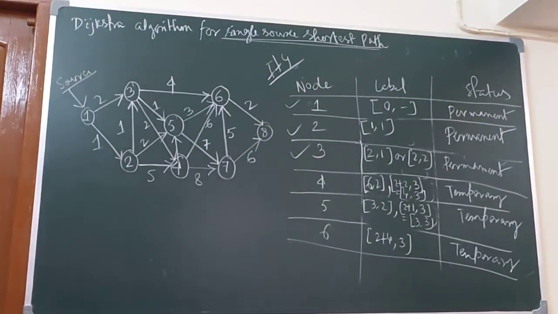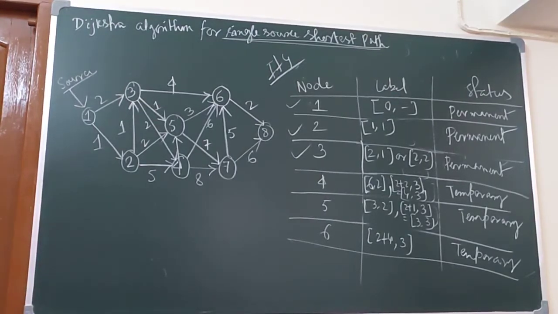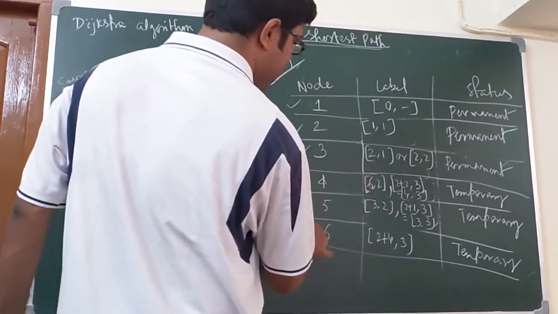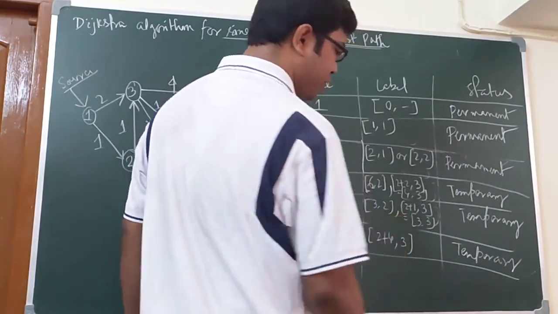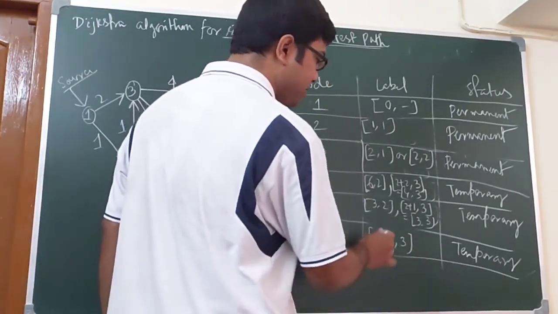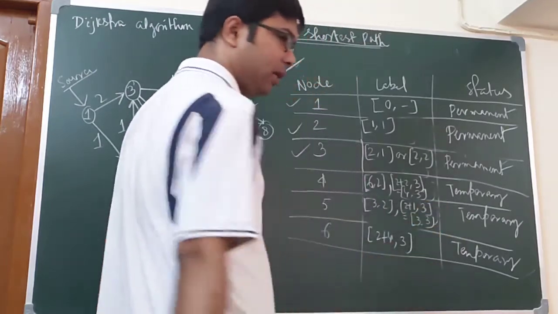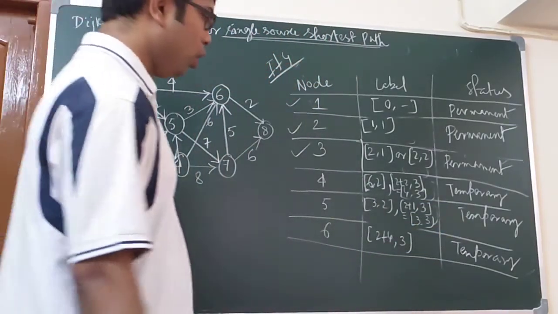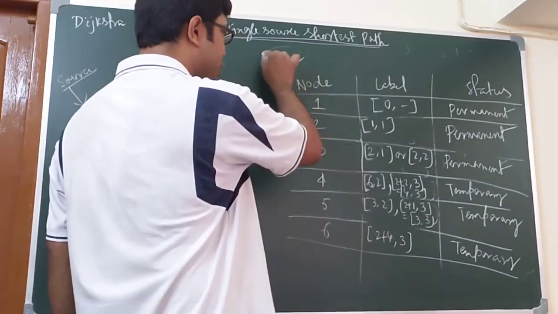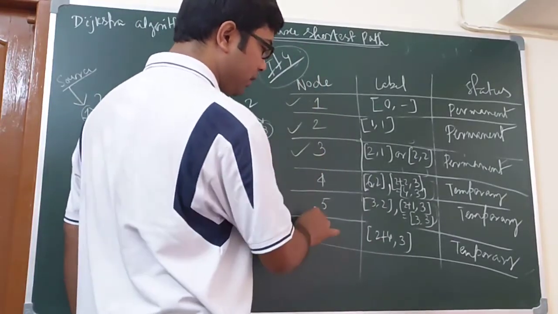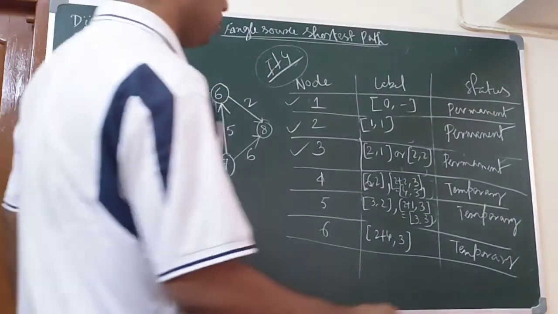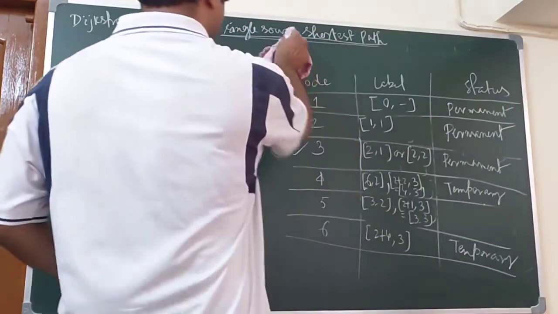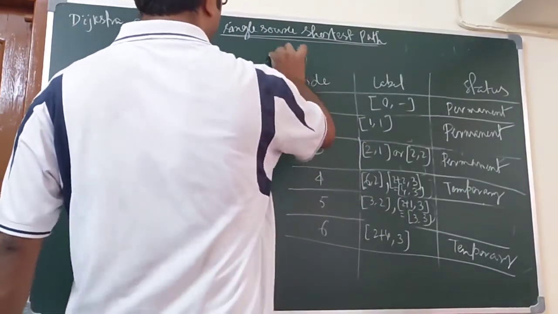Okay. Now in iteration 4, there are 3 temporary nodes, 4 5 6. Among these, 5th node has the lowest value, 3. 5th node can be accessed either via third node or second node. So after the completion of iteration 4, we have to make this 5th node as permanent. Okay. So what will be the value? In iteration 5.